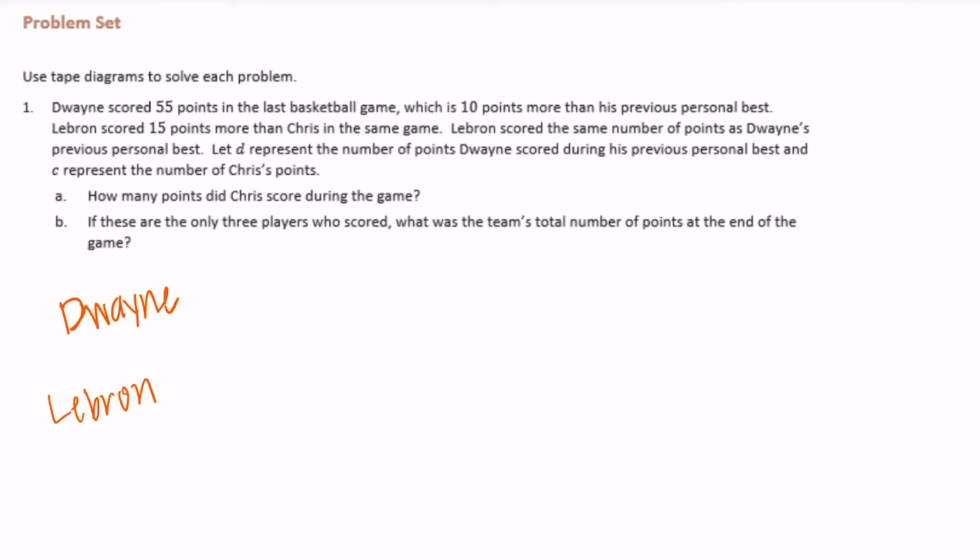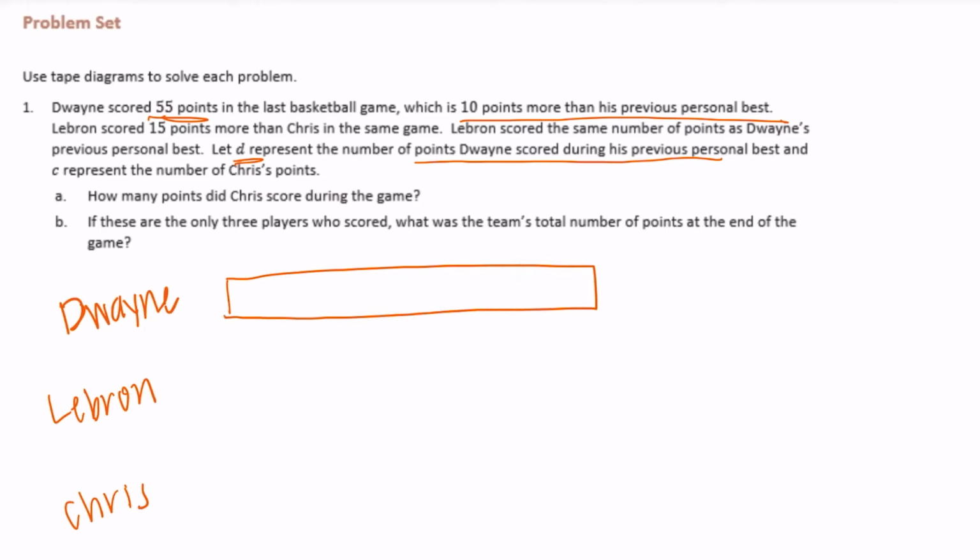LeBron. And Chris. So it says that Dwayne scored 55 points in the last basketball game, which is 10 points more than his previous personal best. And it wants us to let D represent the number of points Dwayne scored during his previous personal best. So we're going to have Dwayne, and then D represents his previous personal best, and he scored 10 points more than his previous personal best, and the whole thing is 55. So we can figure out what D is, but let's go on to LeBron.